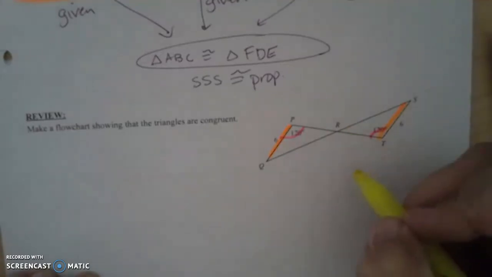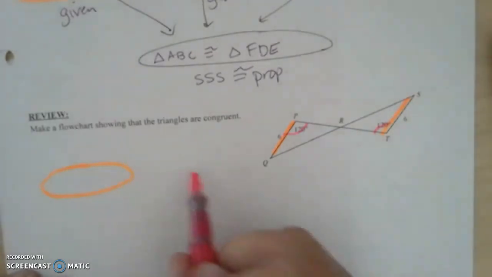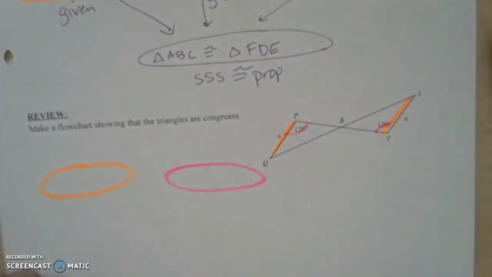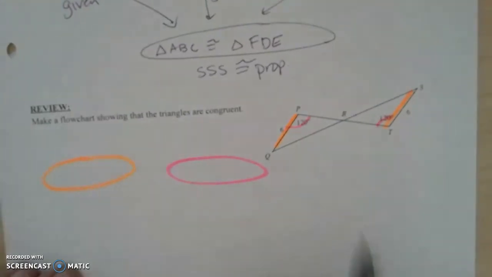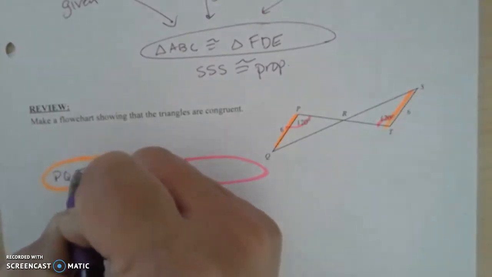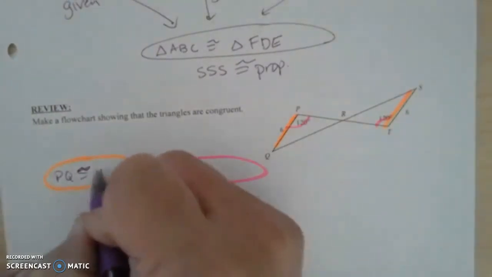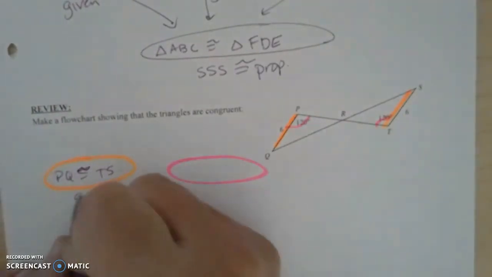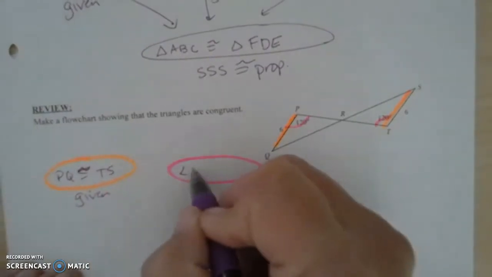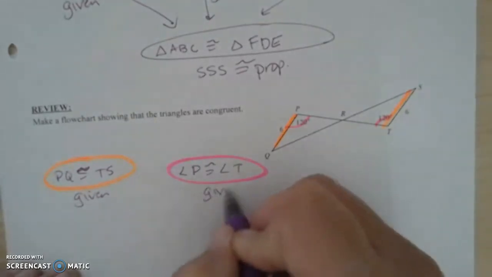Okay, so there's nothing written for me. Let me see. Let's write down what we have. So I have a piece in orange. You can all do it in your pen. I'm doing it in color to kind of help you see what matches with what. So do you see how PQ is congruent to TS? I started at the 120, so I have to start at the 120. That was given. I know that angle P is congruent to angle T. They're both 120. That was given.